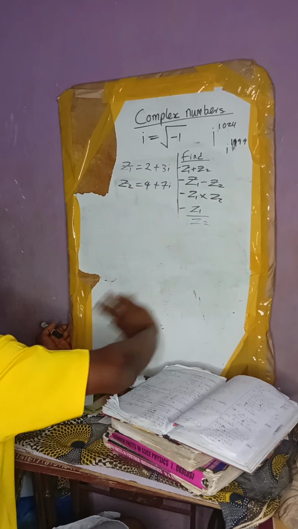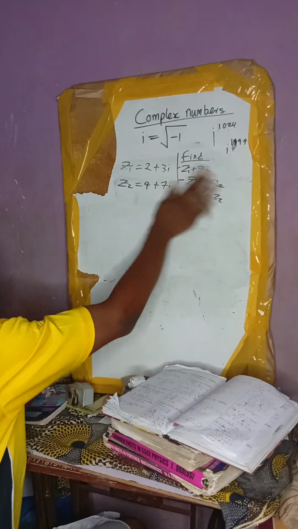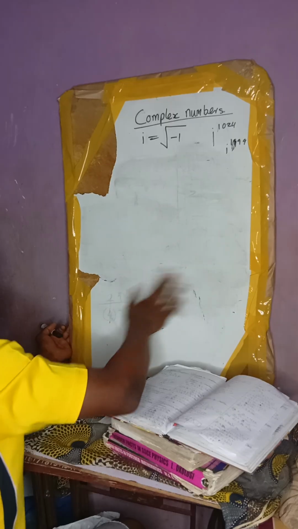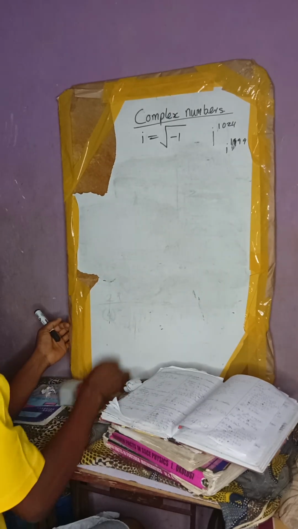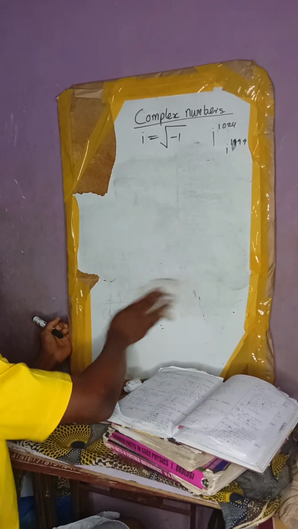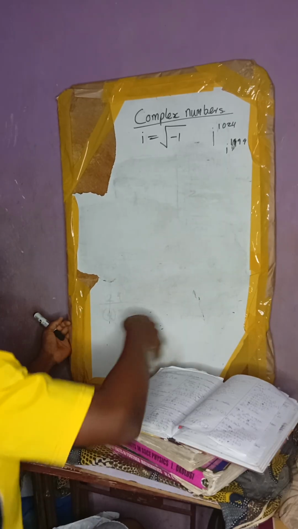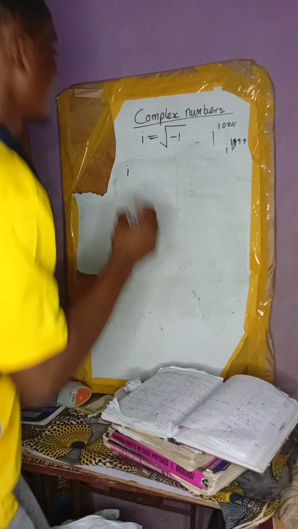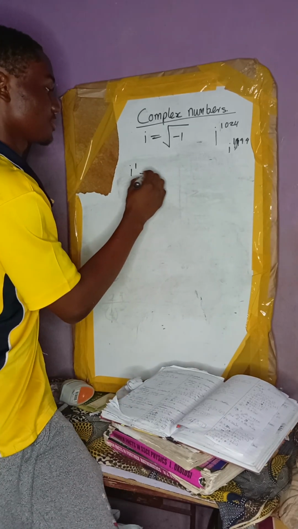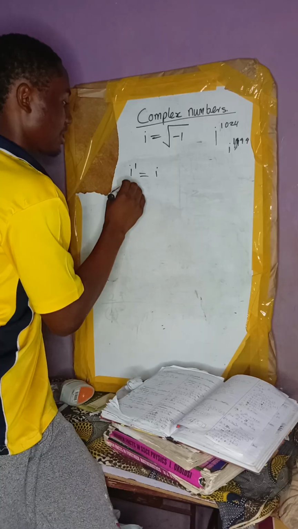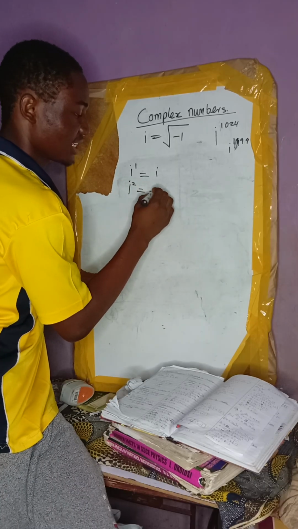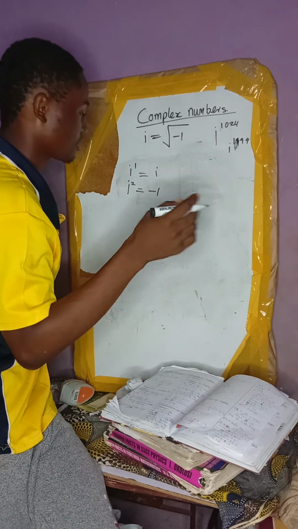You can clean this. Now, let's start with what is i squared. What is i raised to power 1? i raised to power 1 is i. Now, what is i squared? i squared is what? Negative 1. We have already proved that before.